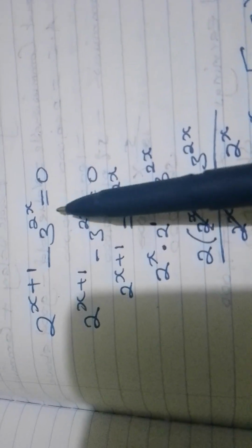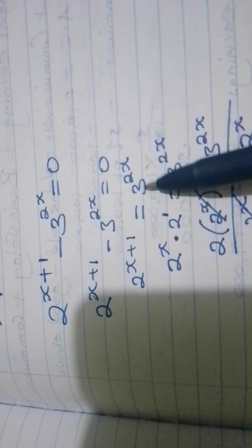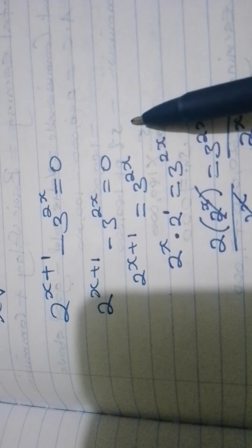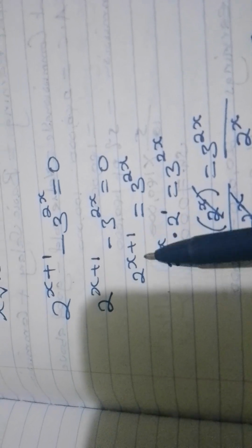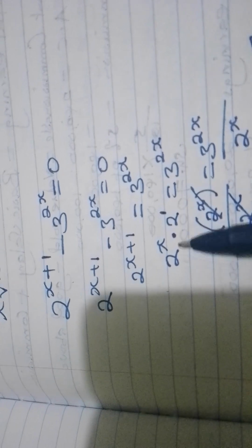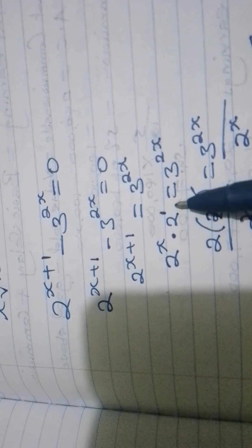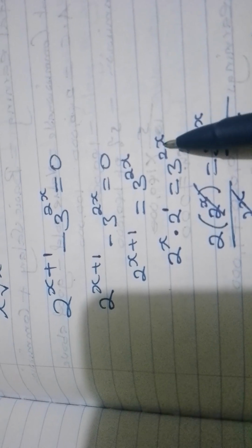Let 3 to the power of 2x cross the equal sign, then we are going to have 2 to the power of x plus 1 is equal to 3 to the power of 2x. Right? Good. Let's separate this. We separate this, then we're going to have 2 to the power of x multiplied by 2 to the power of 1, which is equal to 3 to the power of 2x.